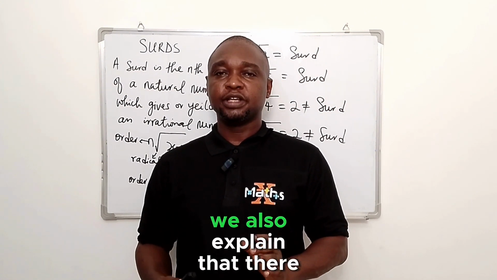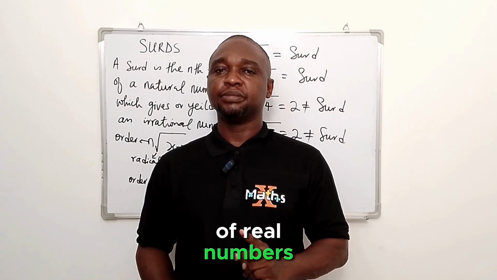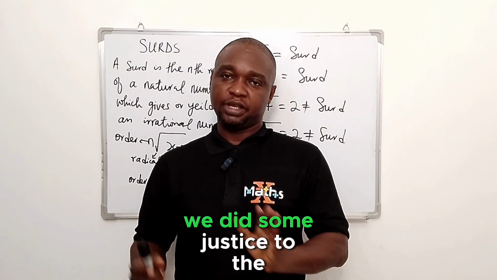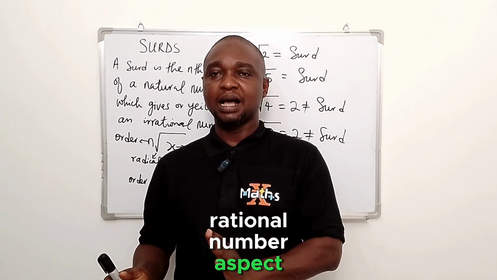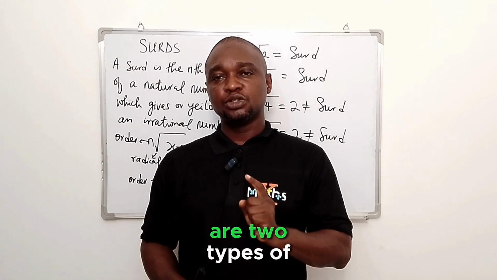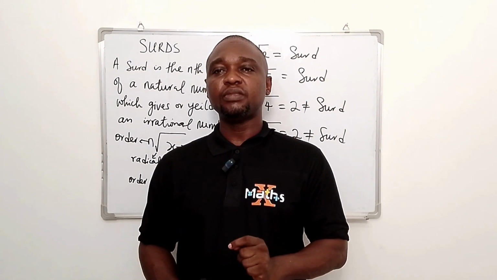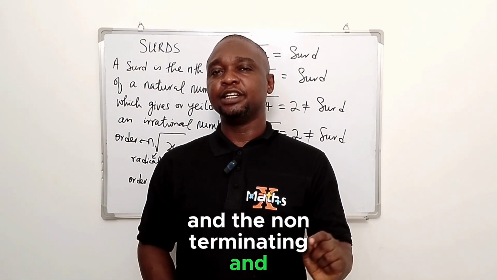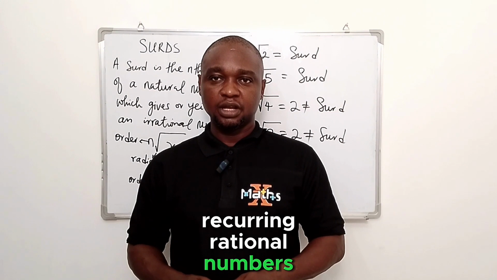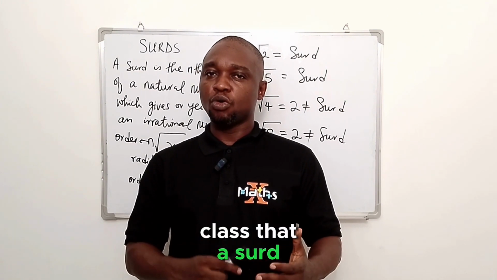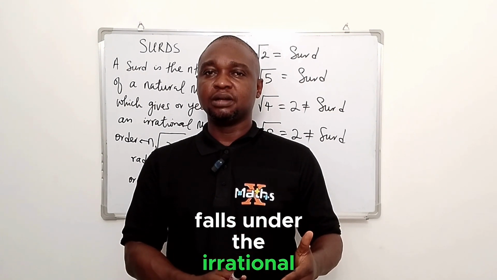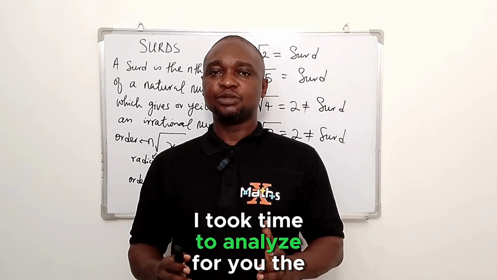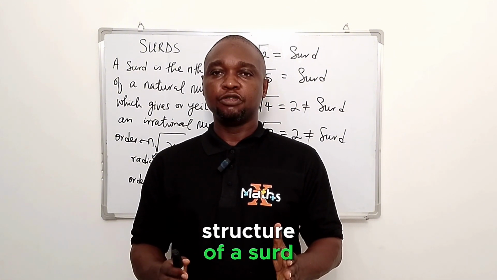For the real numbers, we also explained that there are two types of real numbers, being the rational and the irrational numbers. We did some justice to the rational number aspect, where I told you that there are two types of rational numbers: the terminating rational numbers and the non-terminating and recurring rational numbers. I explained to you also in that class that a surd falls under the irrational number side of number systems. In that class, I took time to analyze for you the structure of a surd.